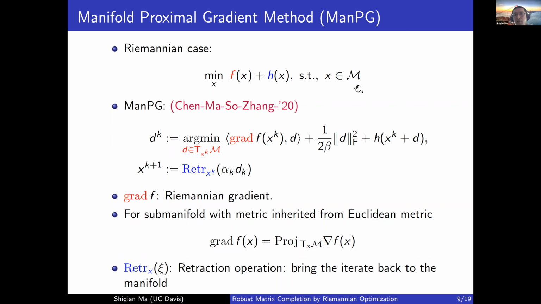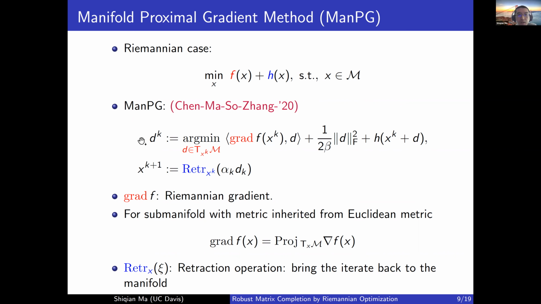For example, like the dual principal component pursuit problem that Rene Vidal talked about yesterday, the manifold constraint is on the sphere. Or for a lot of models related to PCA, we require the matrix to be orthonormal, so usually you have orthogonality constraints in the optimization formulation. The orthogonality constraints are usually known as the Stiefel manifold. Our manifold proximal gradient method, we call that ManPG.